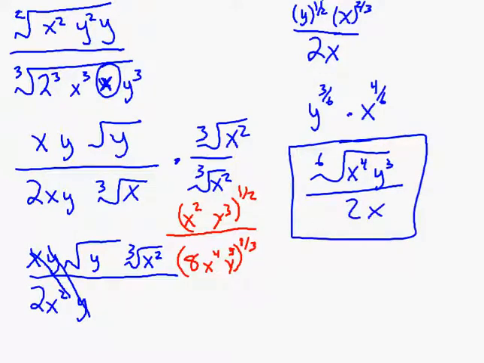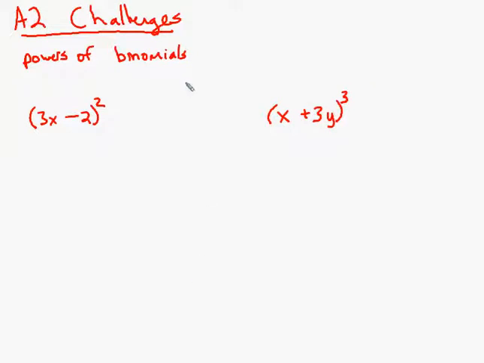A lot of steps. Alright, so that was A1. Now some challenges that presented in A2. Powers of binomials. I can't do this. I can't just square this. I can't do 3x squared minus 2 squared and get 9x squared minus 4. I cannot distribute a power. You might think you can.